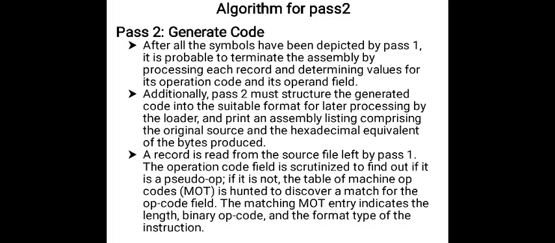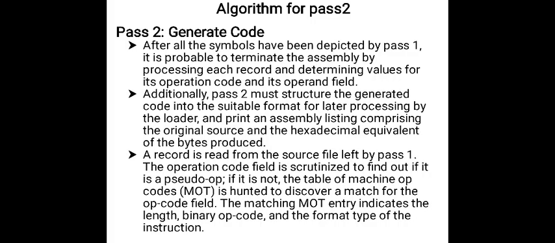Once all the symbols have been defined by pass 1 of the algorithm, it is possible to finish the assembly by processing each record and determining the values for its operation code and operand field. So once you have got all the symbols from pass 1, we now start generating the code with the values of the opcode and the operand field. Additionally, in pass 2, the structure generates the code in a suitable format for later processing by the loader, and prints an assembly listing comprising the original source and the hexadecimal equivalent of the bytes it produced.